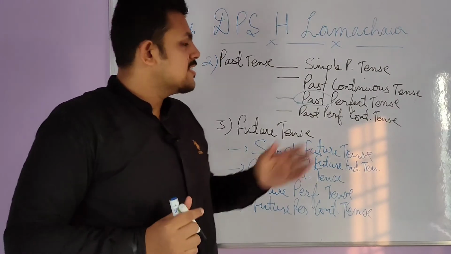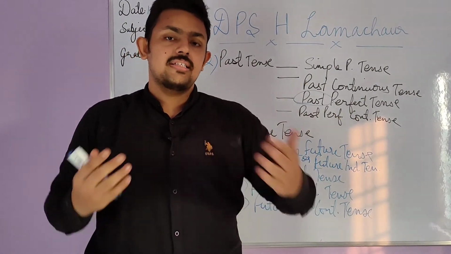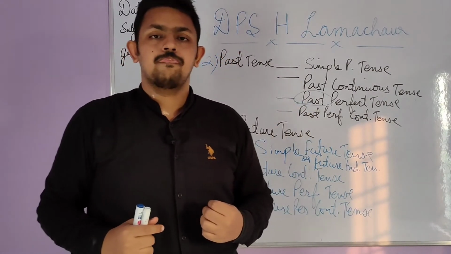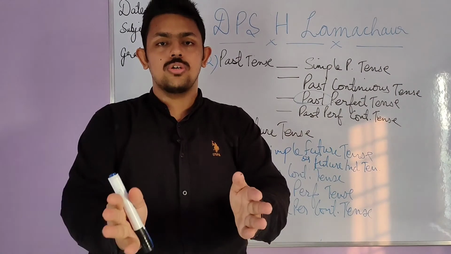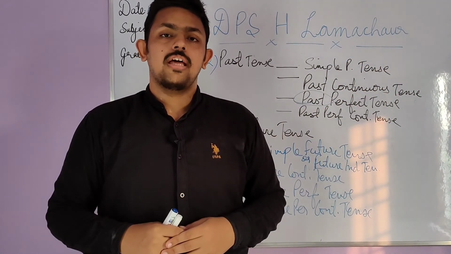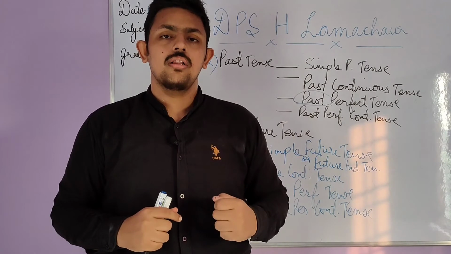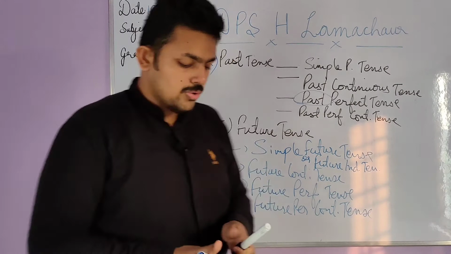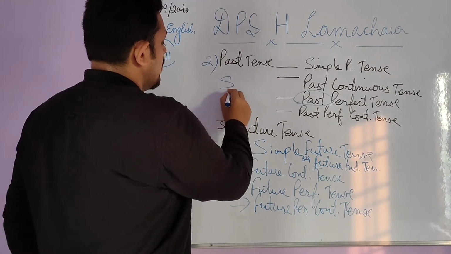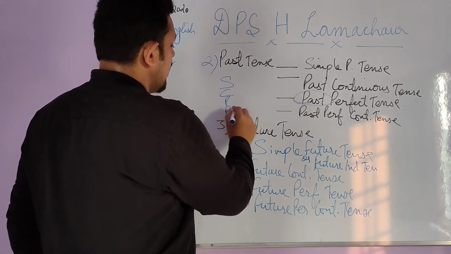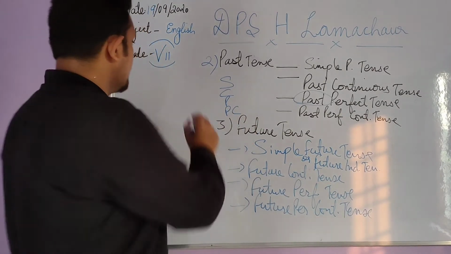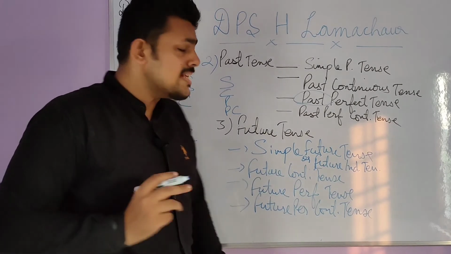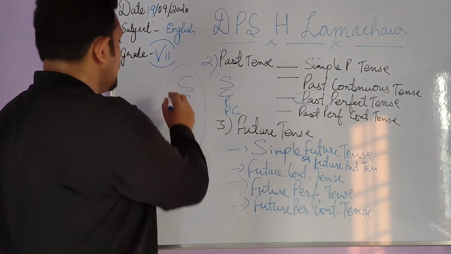You have seen? Okay. So what is the way of learning these tenses? Firstly, learn in your heart that three tenses are there: present, past and future. Then we have four categories of each: simple, continuous, perfect, perfect continuous. How to write? Simple, continuous, perfect, perfect continuous. SCPPC. This is the form.